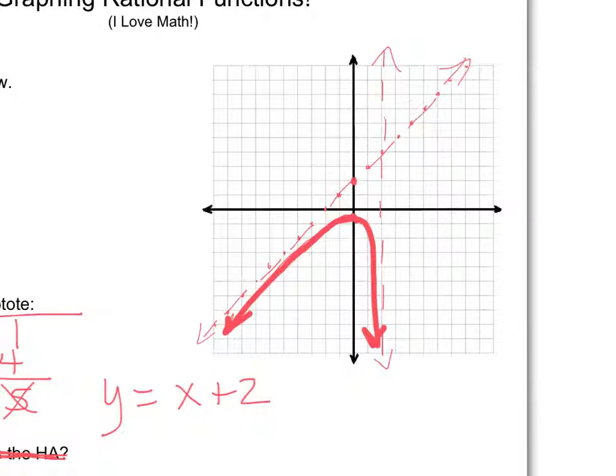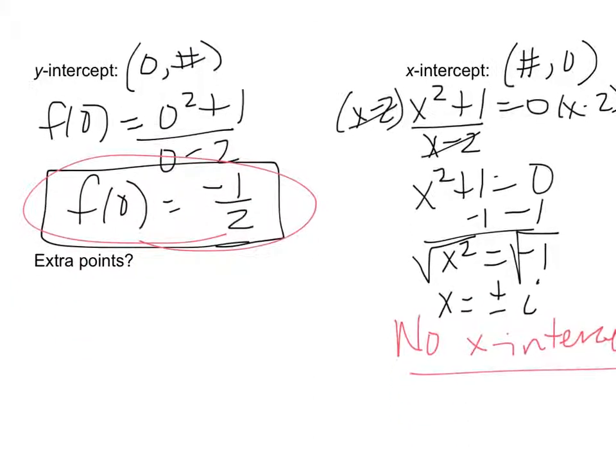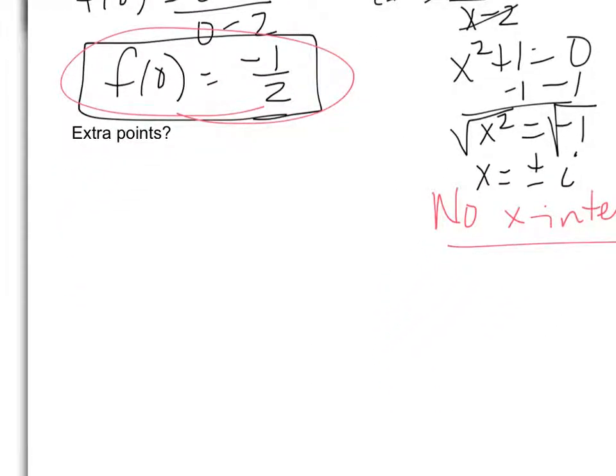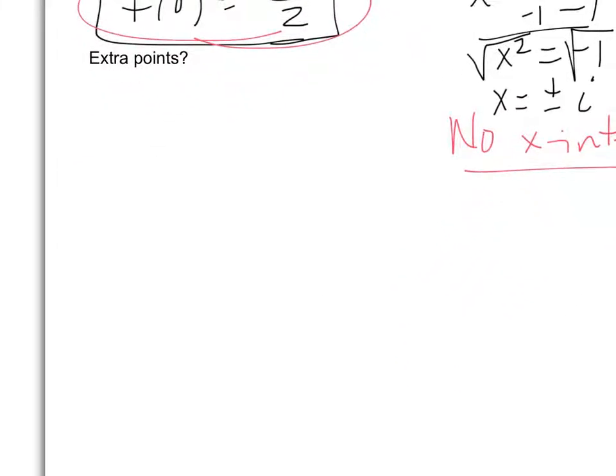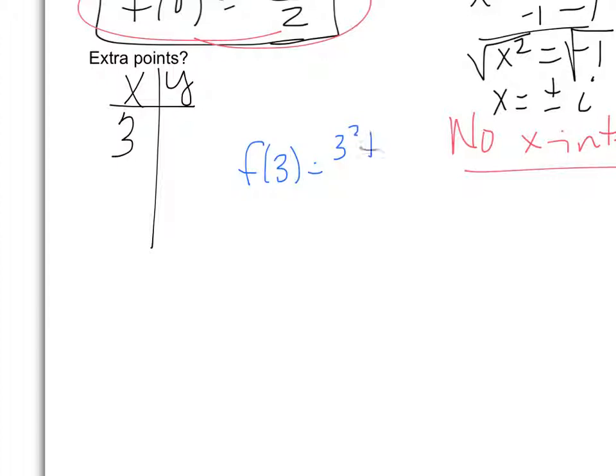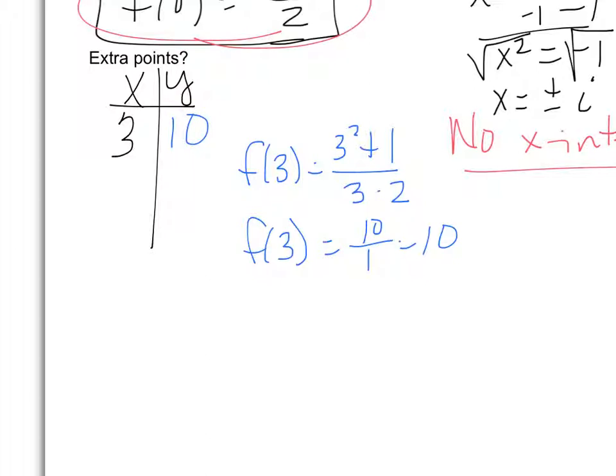So I really just need 1 extra point on this graph. So let's come down here to our extra points. And now I'm going to go ahead and make a T-chart for my extra points. And I'm going to plug in a 3. So now I end up with f of 3 being 3 squared plus 1 over 3 minus 2. So f of 3 in this instance is 10 over 1, which is just the same thing as 10. So now I have the point (3, 10).